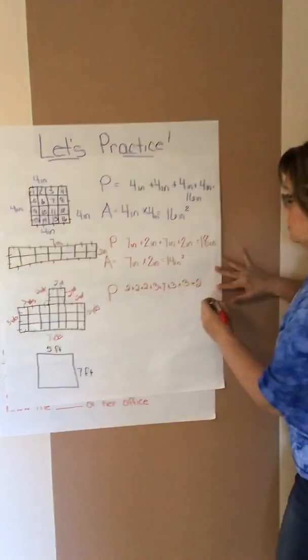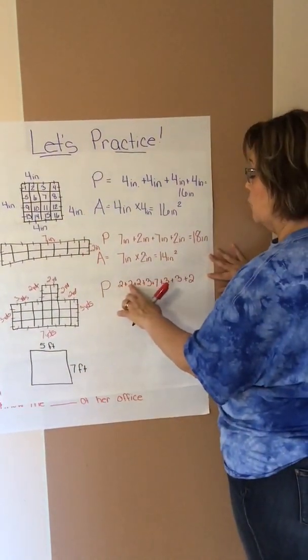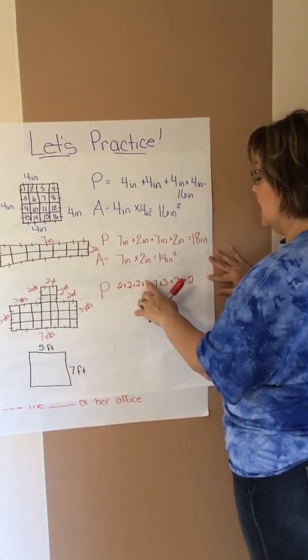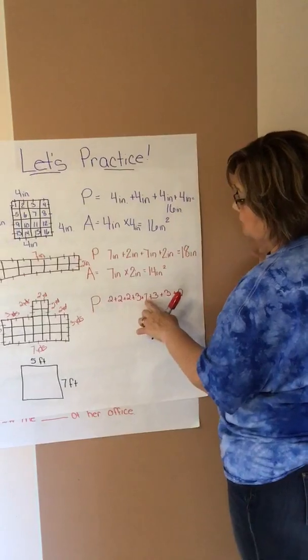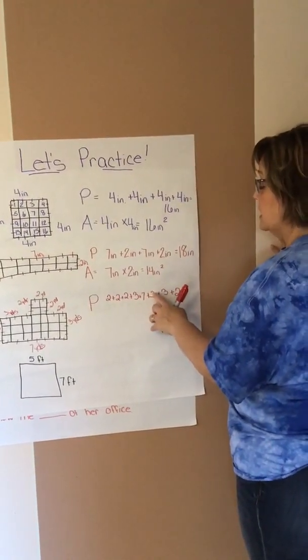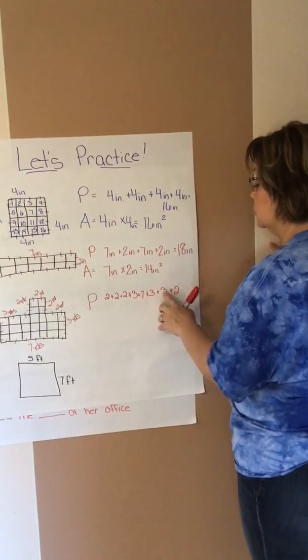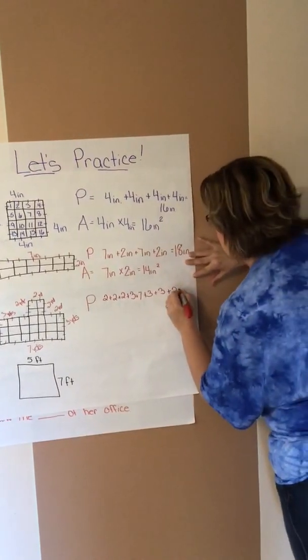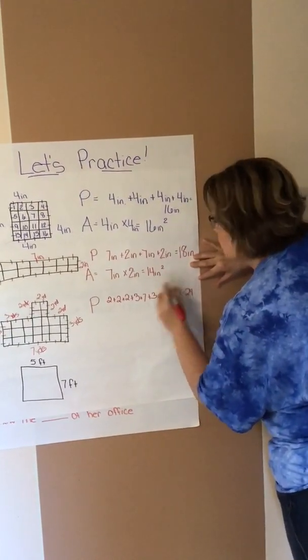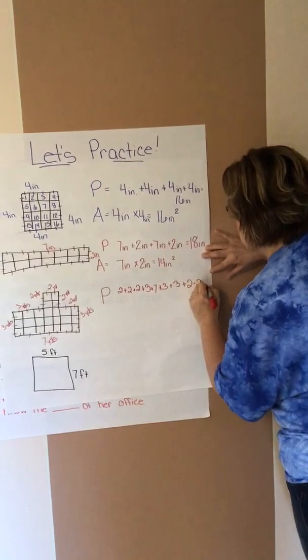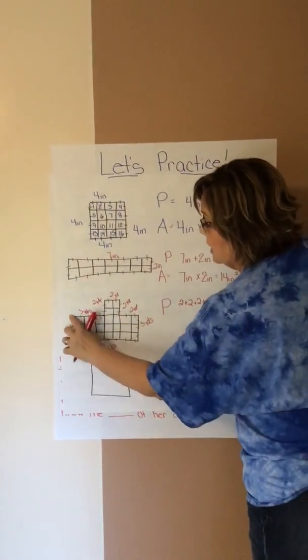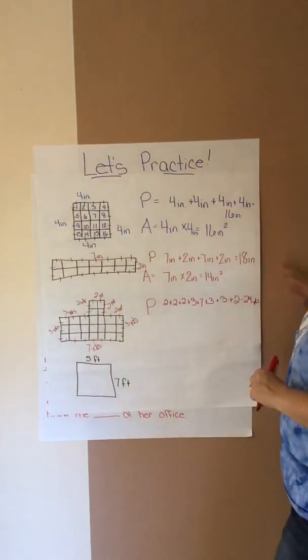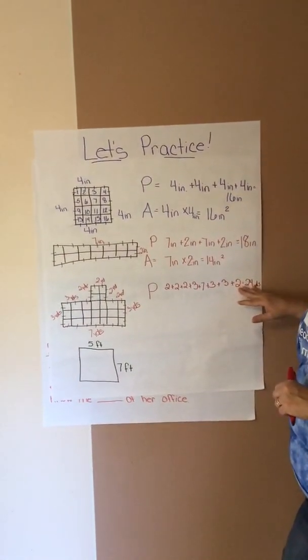So let's add those together. 2, 4, 6, 7, 8, 9, 10, 11, 12, 13, 14, 15, 16, 17, 18, 19, 20, 21, 22, 23, 24. So 24 yards is our perimeter. If we walked all the way around the edge of this figure, it would be 24 yards.